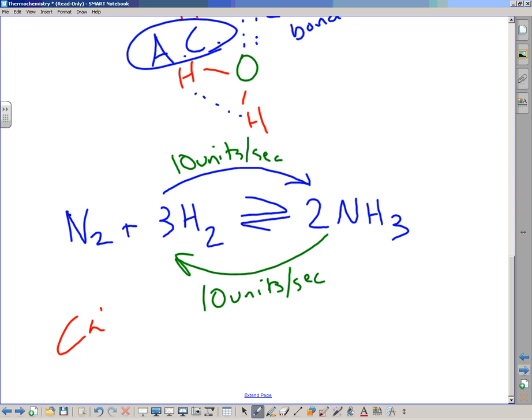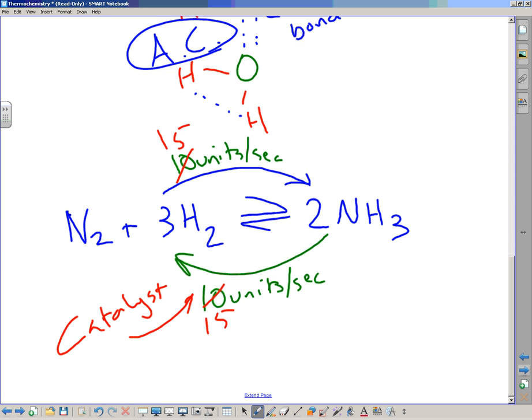Now, we throw the catalyst in here, and what changes? Yeah, both of the numbers change. They just go up. Now they're 15 and 15. Again, the numbers themselves are not important. It's the concept that whatever the rate is, the rate increases.